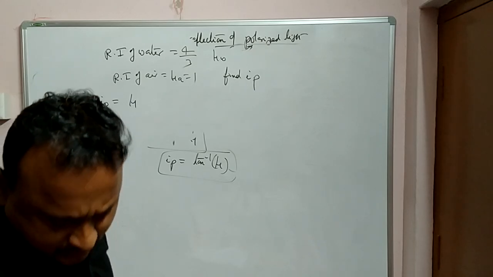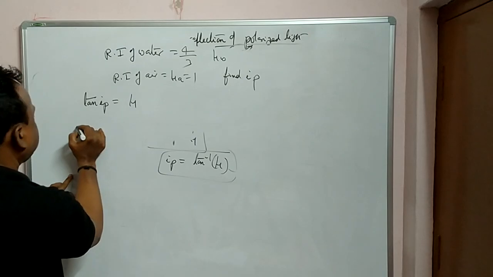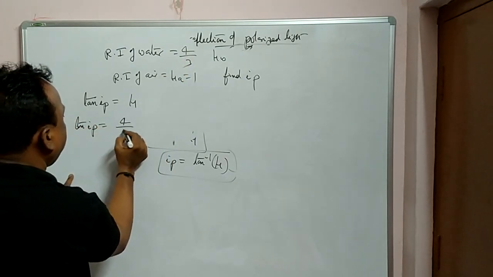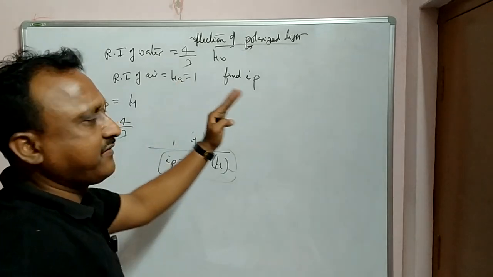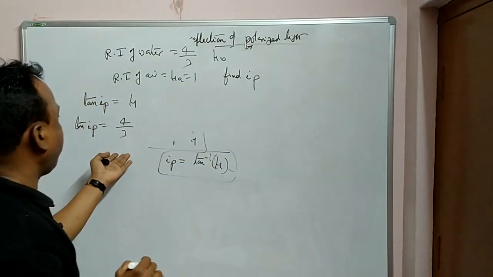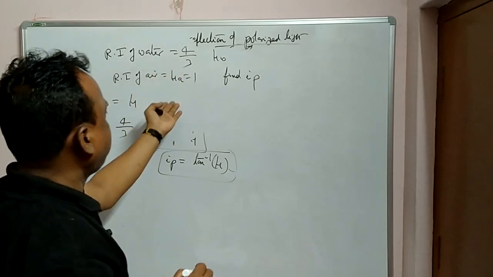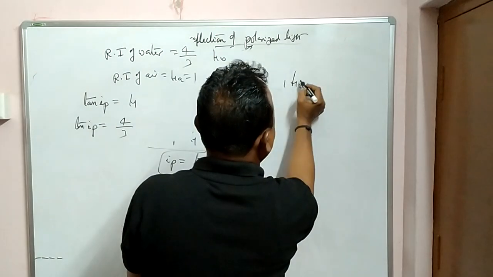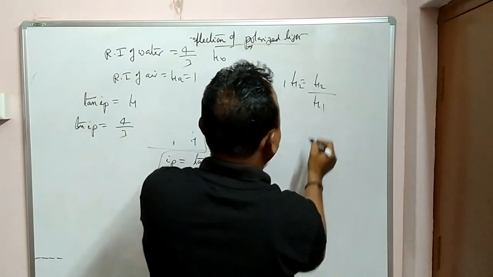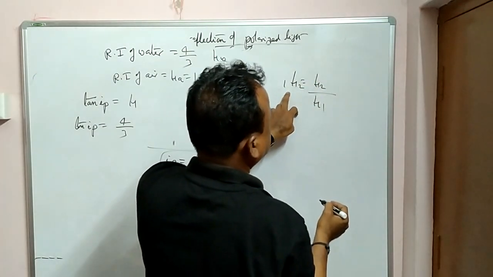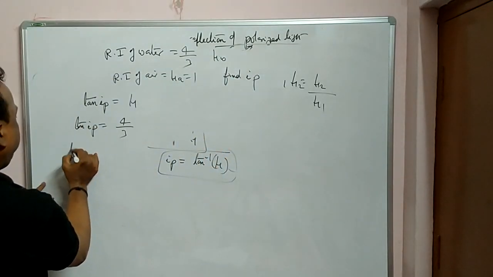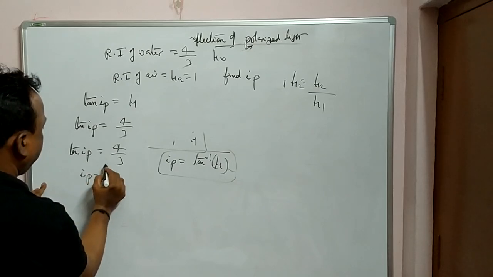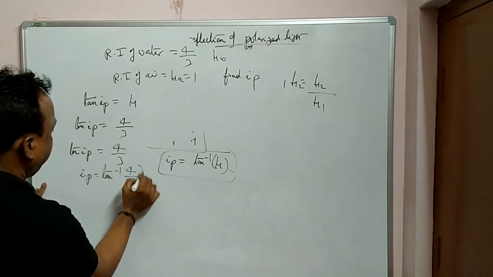So I can write tan IP like this. Tan IP is equal to mu, and for water it is 4 by 3. The refractive index of water is mu 2 by mu 1, and for air the value is 1. How can you write like this? See, what is mu 2 1? Mu 2 by mu 1, the refractive index of the second medium with respect to the first medium. Okay? So tan IP is equal to 4 by 3, or IP is equal to tan inverse 4 by 3.